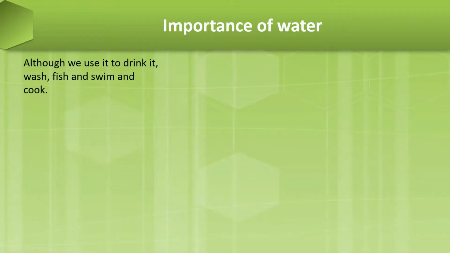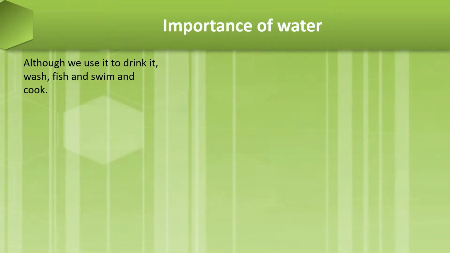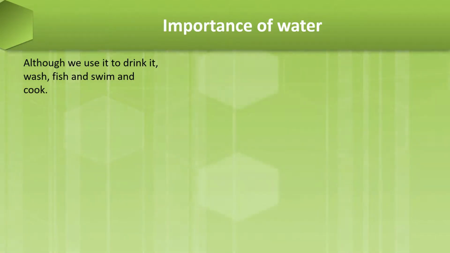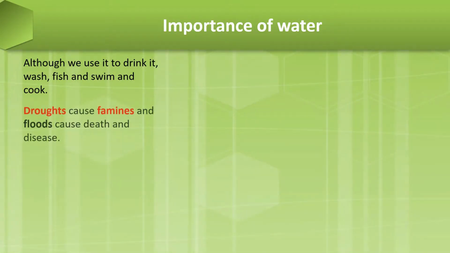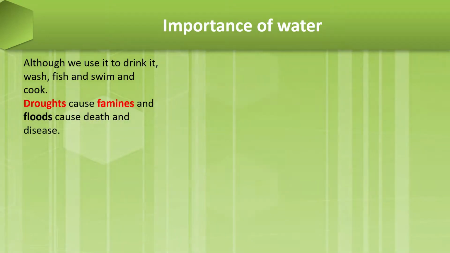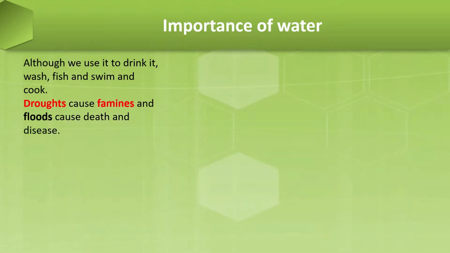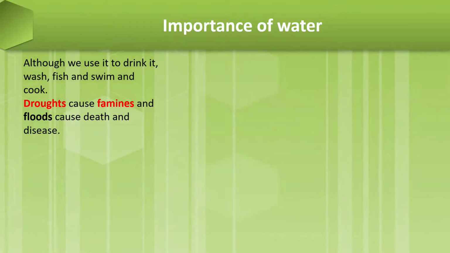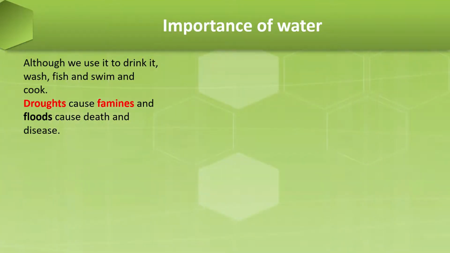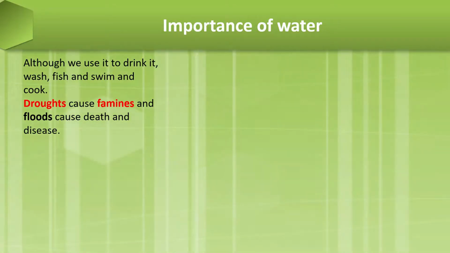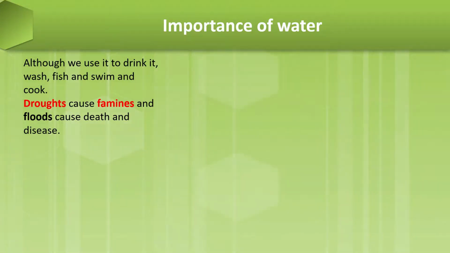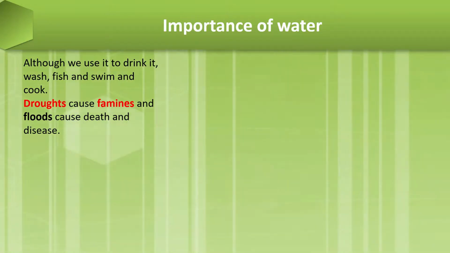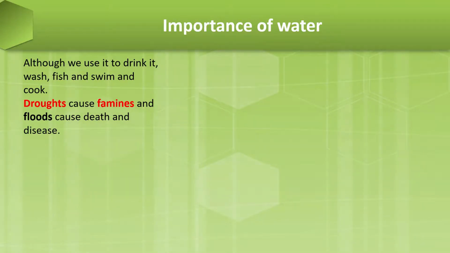Importance of water. We use it to drink, wash, fish, swim, and also in cooking. Droughts cause famines. Droughts happen when there is not enough water and the land changes into a desert. Famines happen when there is not enough food for living things in that area because of drought. No plants can grow, so there is no food for animals, and all living things in this part of the earth suffer from hunger.